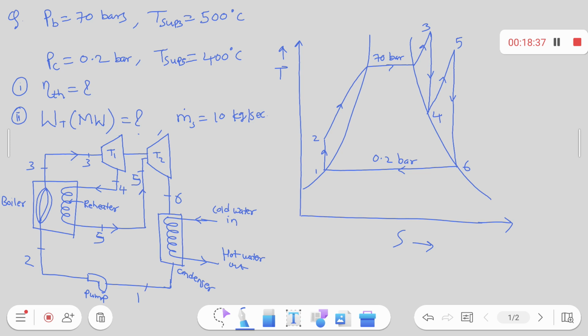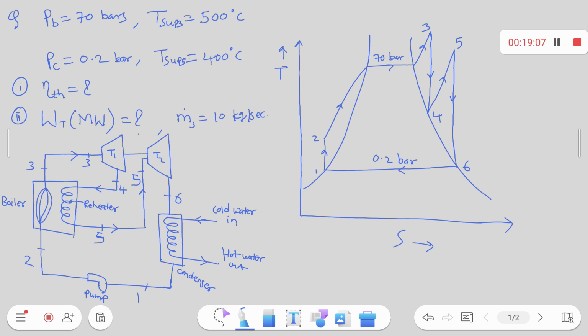HS chart. At point 3, I know pressure, I know temperature, so I can calculate enthalpy. Right? Yes. Now at point 4, how to calculate? This is an isentropic process. So from this point on the HS diagram, draw the vertical downward line till it touches the saturated vapor line. At that point you will get the enthalpy H4.